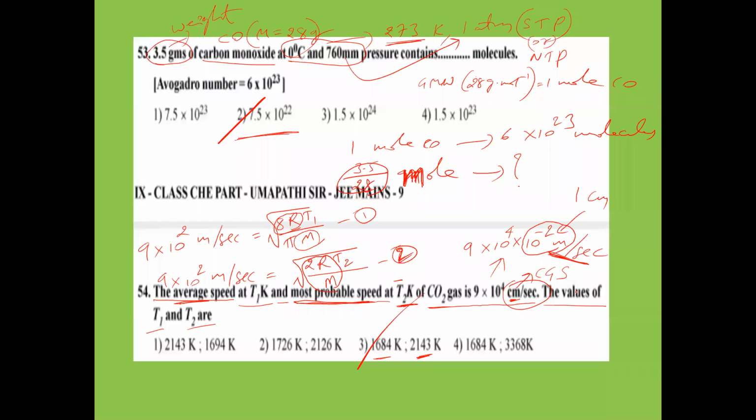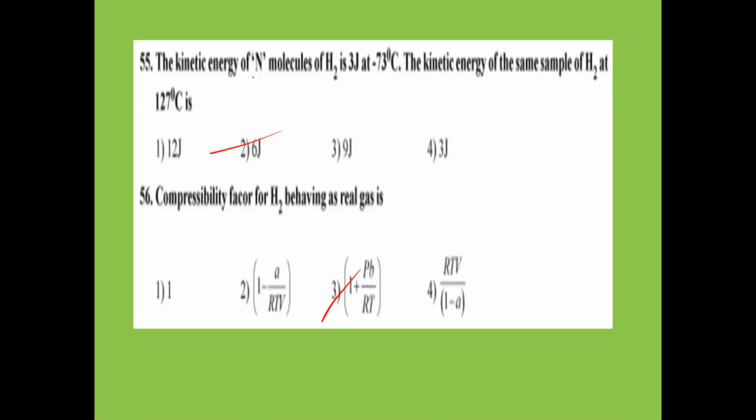Is it over? Yeah, next. The kinetic energy of n molecules of hydrogen is given as 3 joules at temperature T1. T1 is how much? Minus 73 plus 273, it is 200 Kelvin. 200 Kelvin is given.